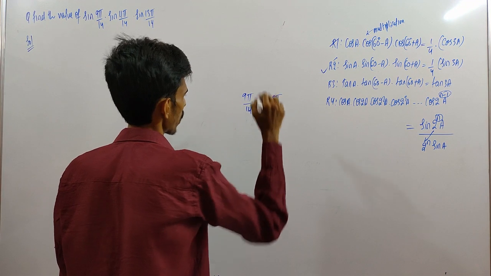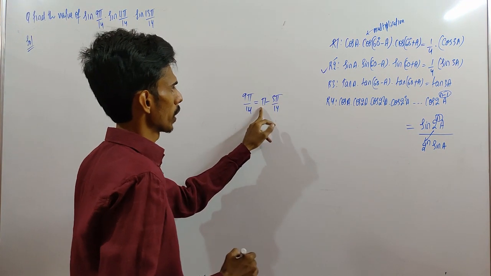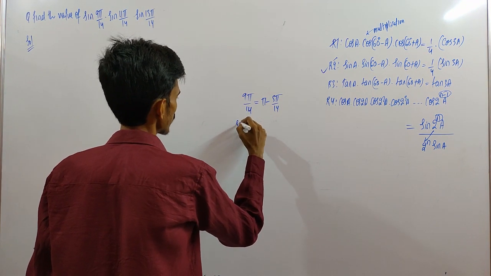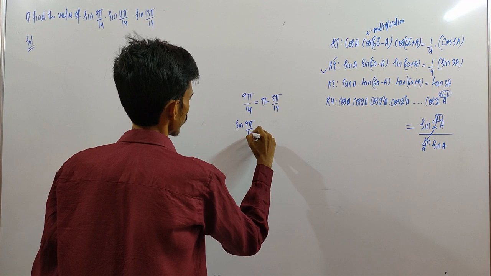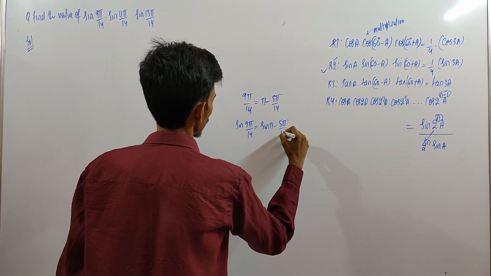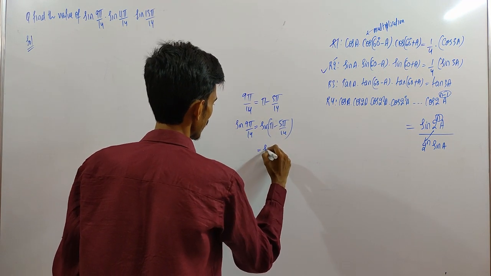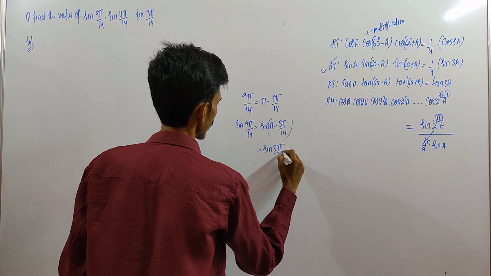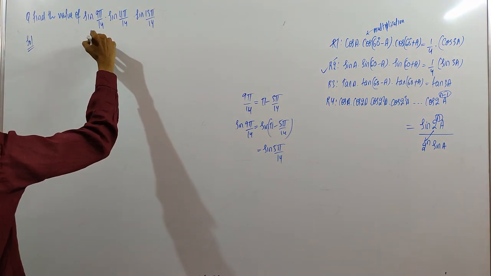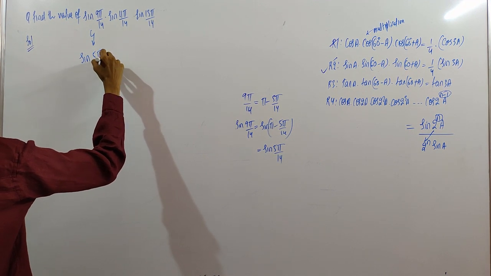Here we will get minus 1. So this is the value of 9 pi by 14: 14 pi minus 5, so 9 pi by 14. Apply sine here. We have sine 9 pi by 14, sine of pi minus 5 pi by 14. Sine of 180 minus theta is sine theta. So it will become sine 5 pi by 14.